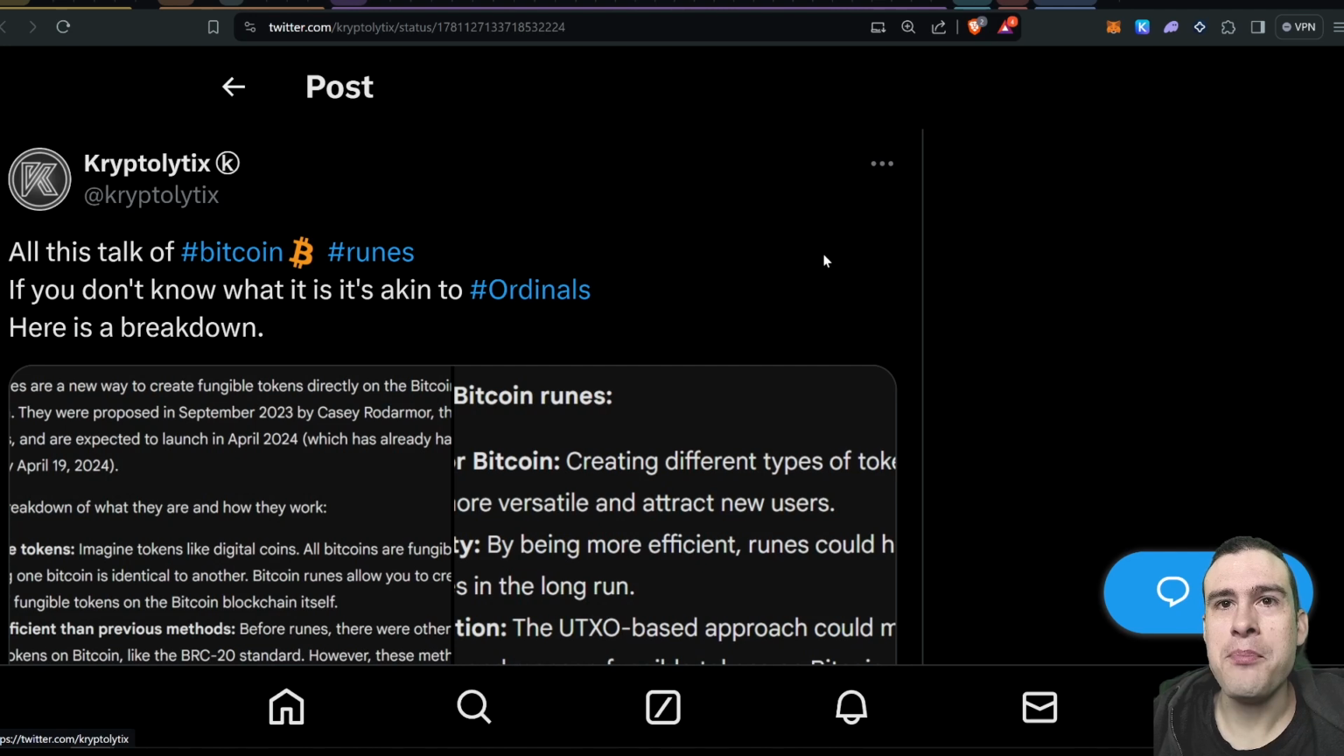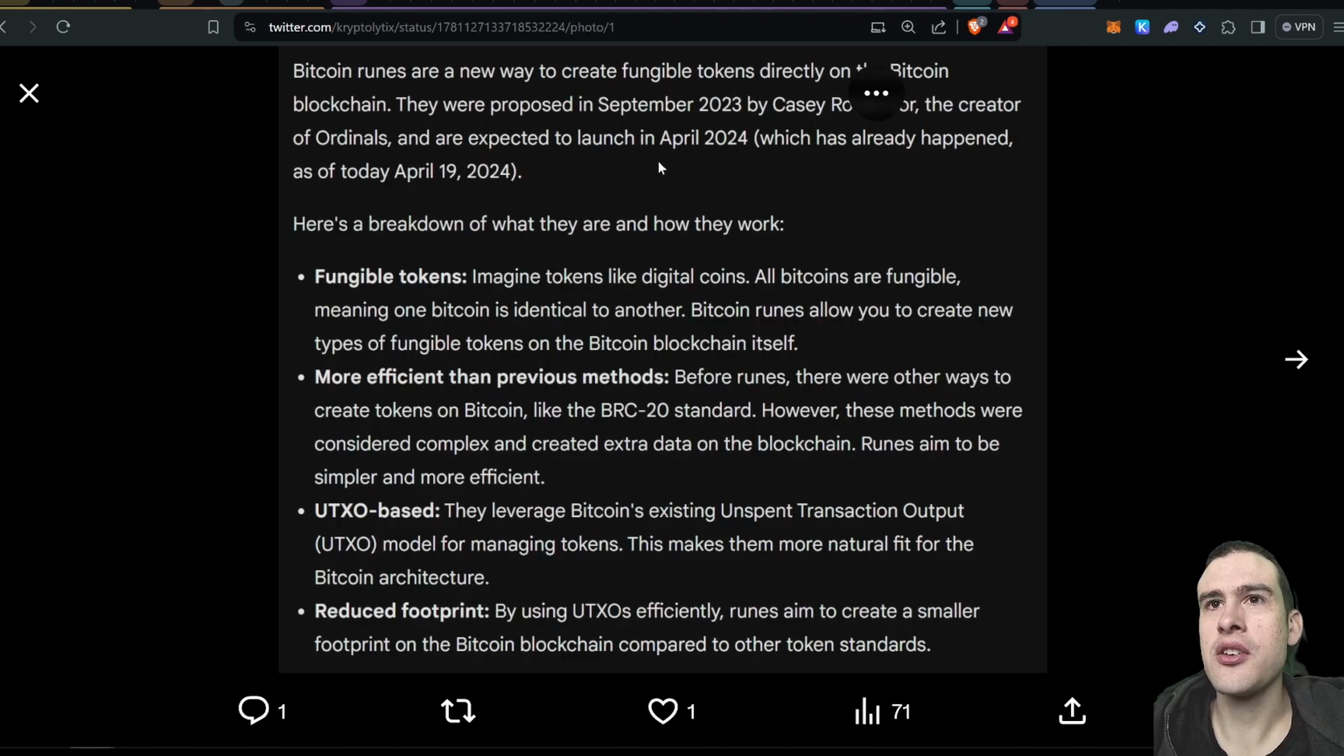Now, there's all this talk about Bitcoin runes. If you don't really know what it is, it's very similar to ordinals. Casey Rodarmer, I think, also developed this, because he developed the ordinals, which was NFTs and tokens on Bitcoin. So runes essentially is using UTXOs, so I'll go into some of the details here if you want to know what runes are. Bitcoin runes are a new way to create fungible tokens directly on the Bitcoin blockchain. They were proposed in September 2023 by Casey Rodarmer, the creator of ordinals, and were expected to launch in April 2024, which has already happened.